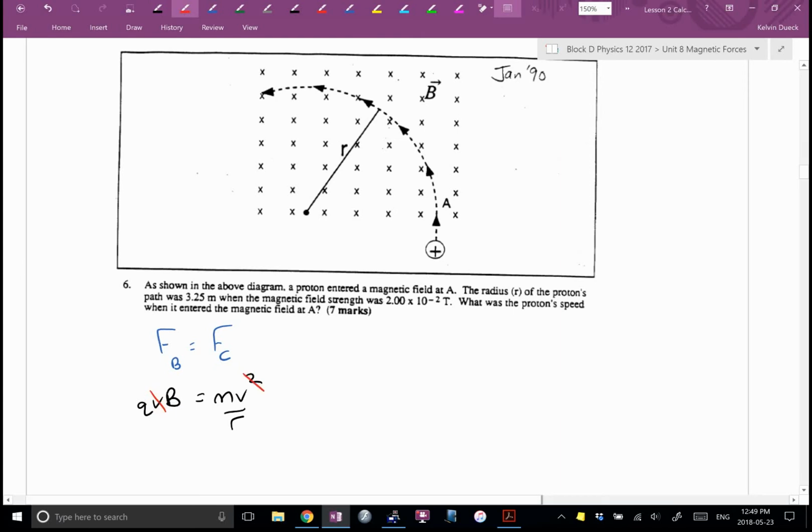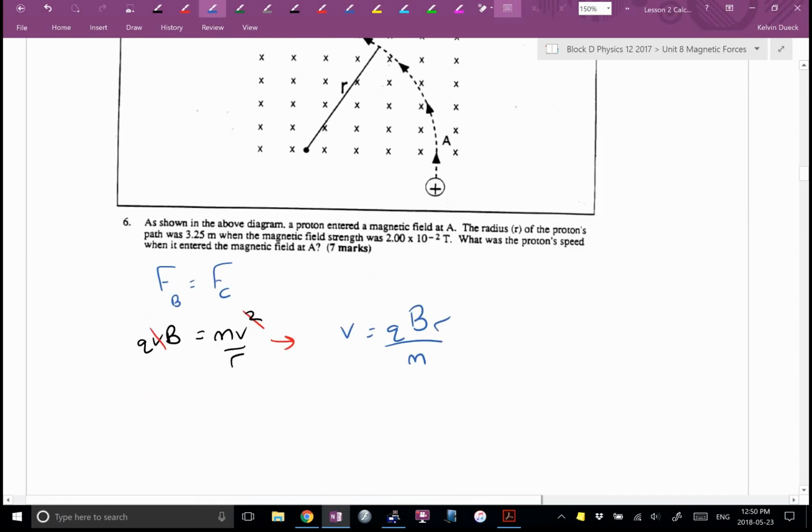Yay, one of the v's cancels. Now they want the speed. How will I get the v by itself? Times by r divided by m. Square root? Nope, no need to square root. So v is going to be q b r all over m. Is that correct? I think.